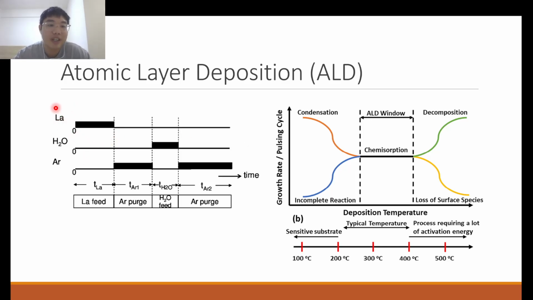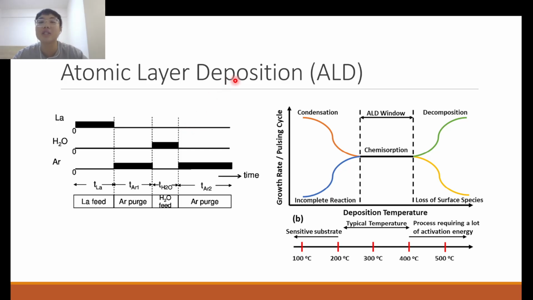Imagine this is your TMA. Then you pump in your TMA, then you purge with argon, then you pump in your water, your steam, your H2O gas, then you purge with argon, and this process is repeated. So after every H2O feed, a new atomic layer of your aluminum oxide is deposited.